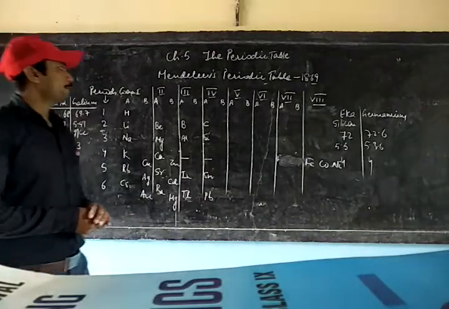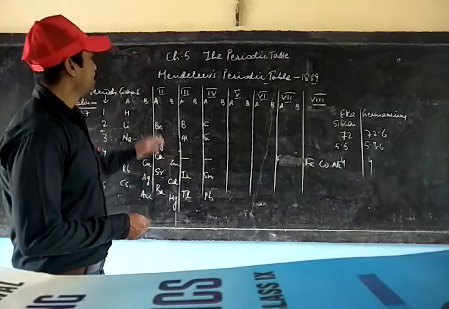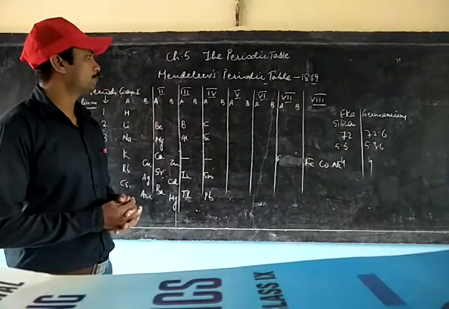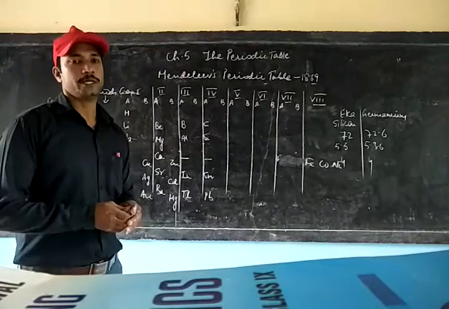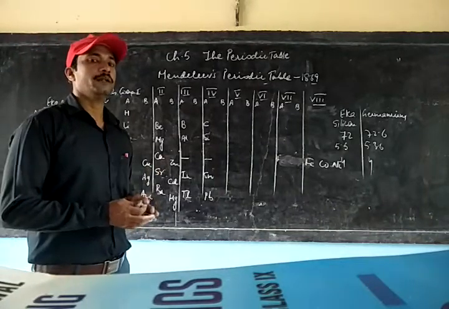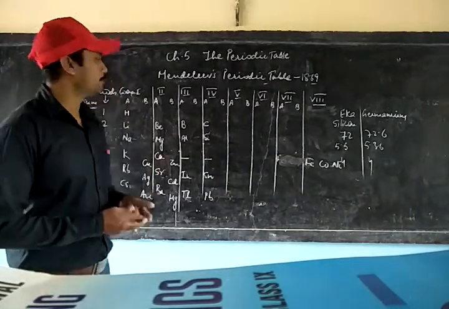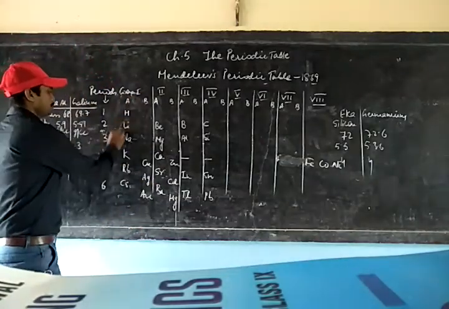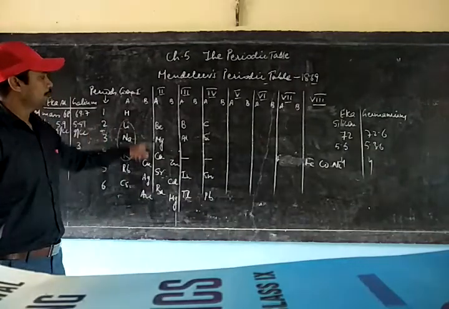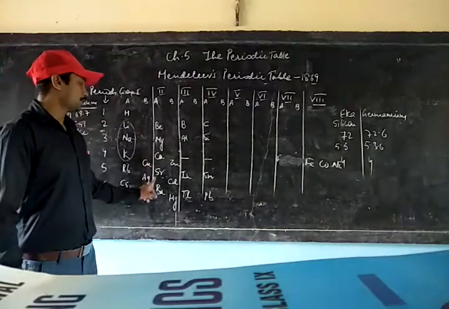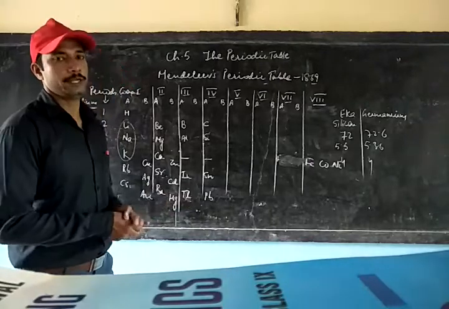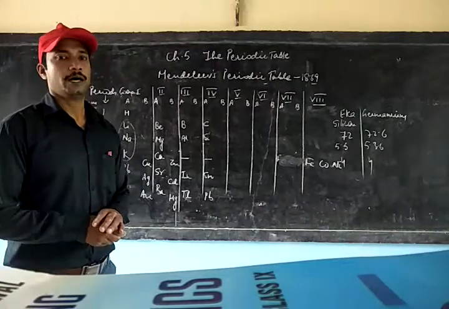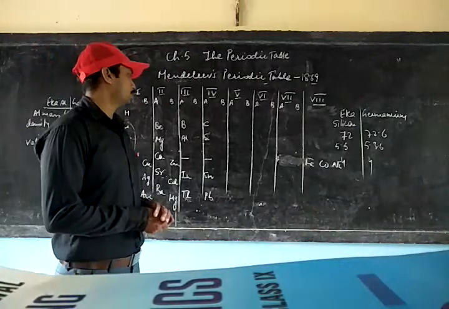Now, coming to the main features, there are some merits of Mendeleev's periodic table. First, grouping of elements was done. That means all the elements with the same property fell under the same group. That is, lithium, sodium, potassium will have the same property. Beryllium, magnesium, calcium, strontium, barium will have similar properties. So all the similar properties are kept under the same group.